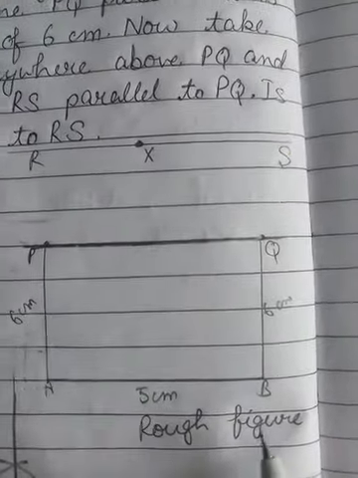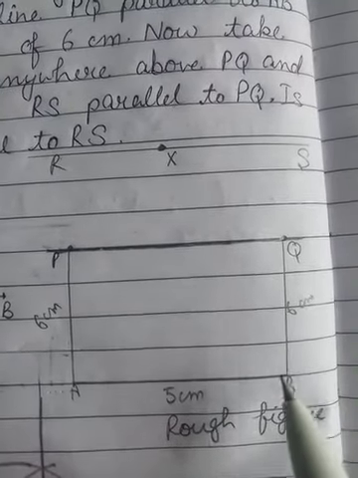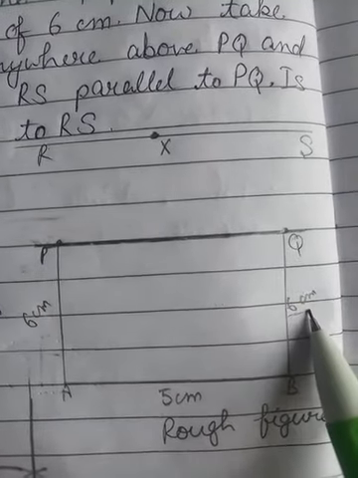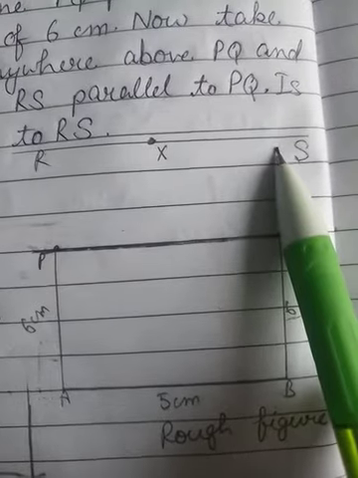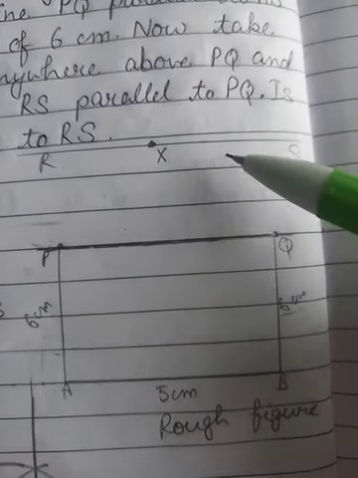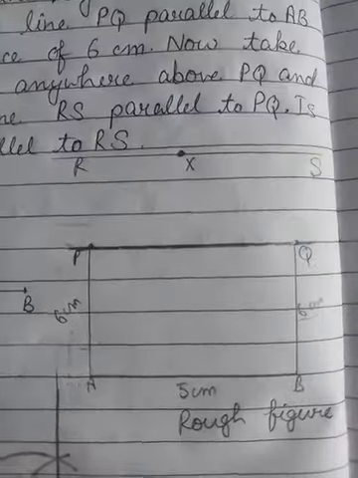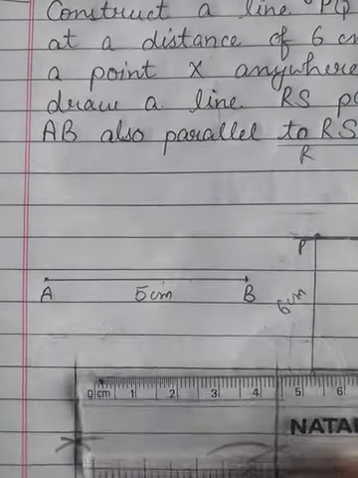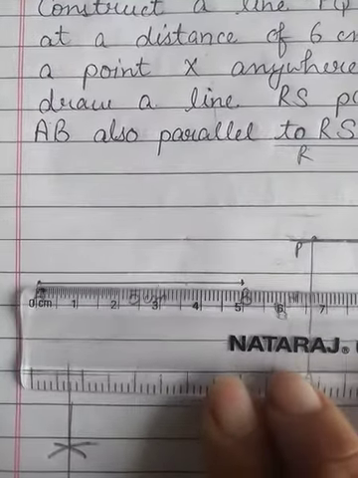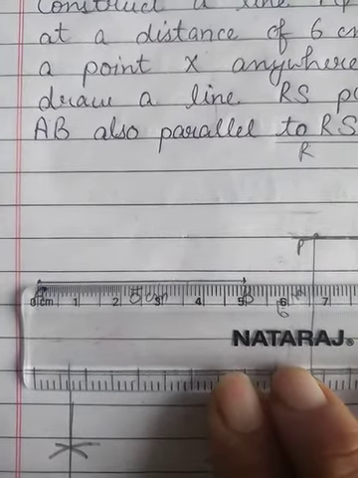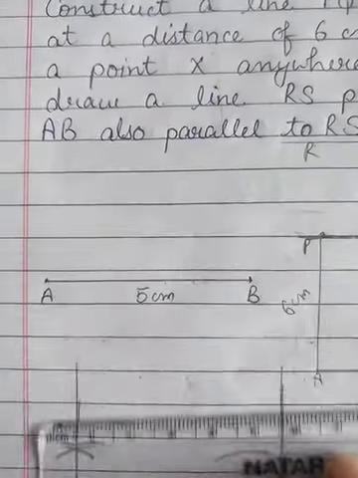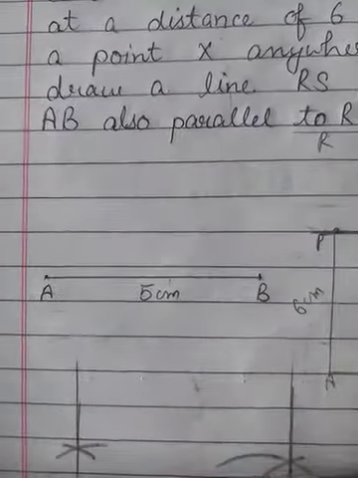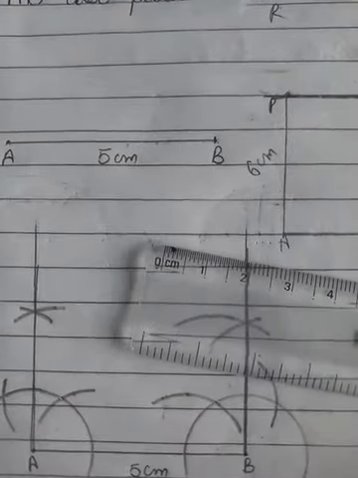So here I have drawn a rough figure for you that our construction will look like this. AB, another parallel line PQ at a distance of 6 centimeter, and one more line that will be RS. We need to check whether this RS line is parallel to AB or not. So let's start. First of all, we will draw a line segment AB with the length of 5 centimeters. You can see here I have drawn a line segment AB whose length is 5 centimeter. Now on the points A and B, on these two points we need to construct an angle of 90 degree. You can see here I have constructed it.